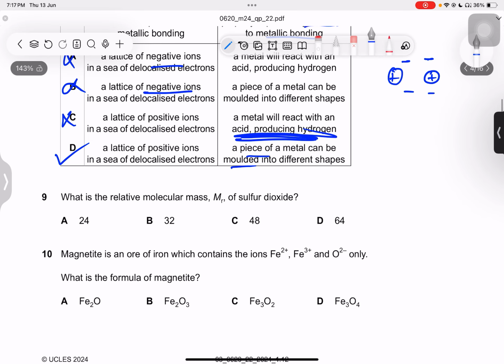What is the relative molecular mass, Mr, of sulfur dioxide? So sulfur dioxide is SO2. Sulfur is 32, plus two oxygens, which is 16 times 2, which will be 32. So 64 is the correct answer.